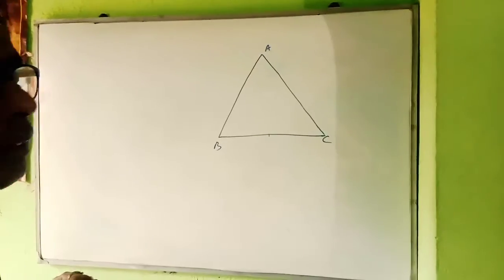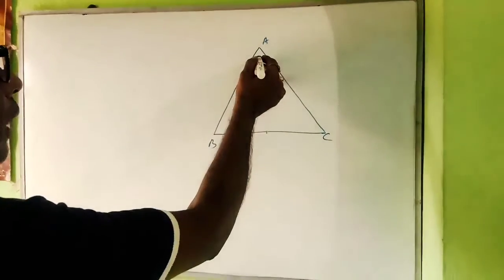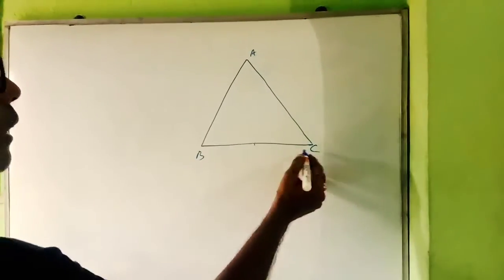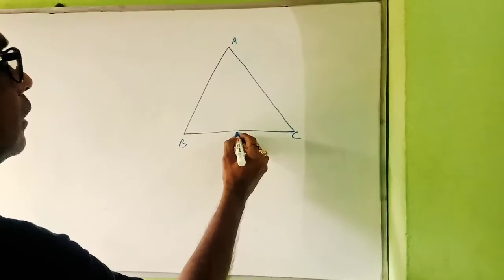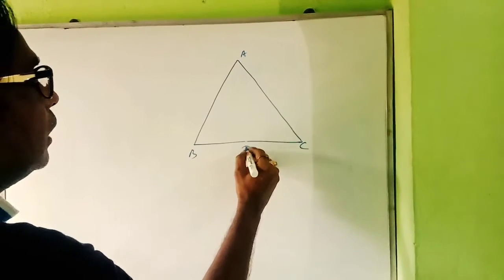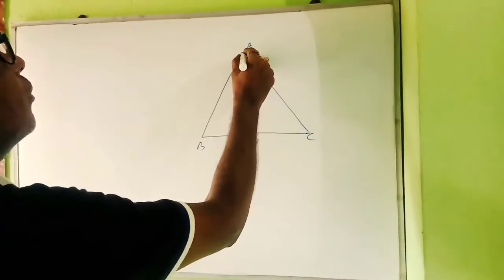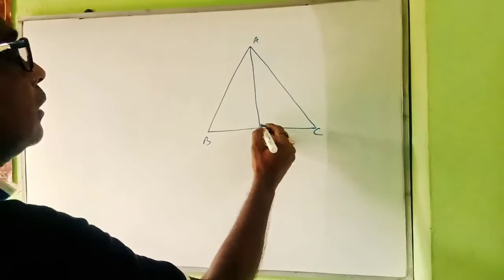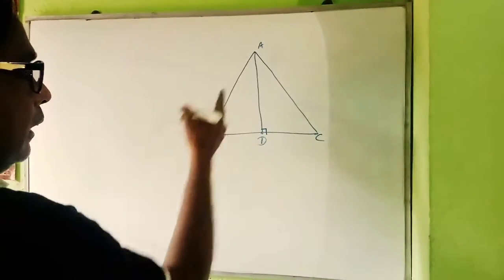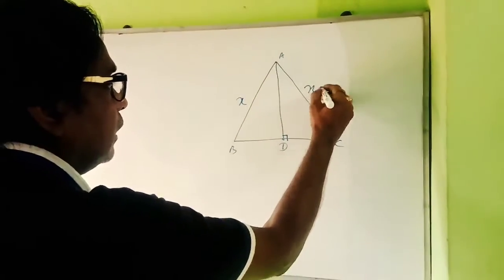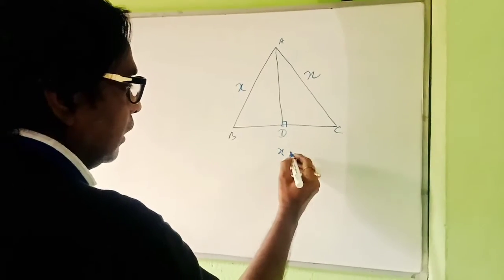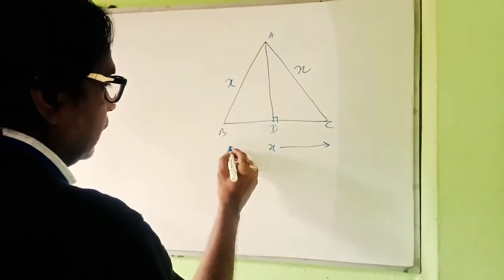Just see. Draw one equilateral triangle. ABC is an equilateral triangle. Draw a perpendicular from A on BC. Now this angle will be 90 degree. Let the side of the equilateral triangle be x. This is x, this also x, and this total will be x.